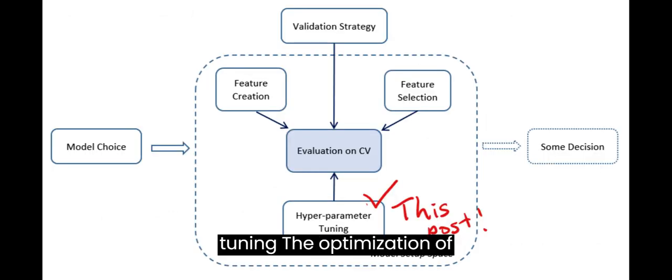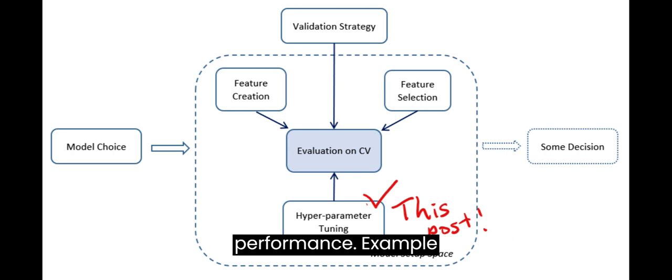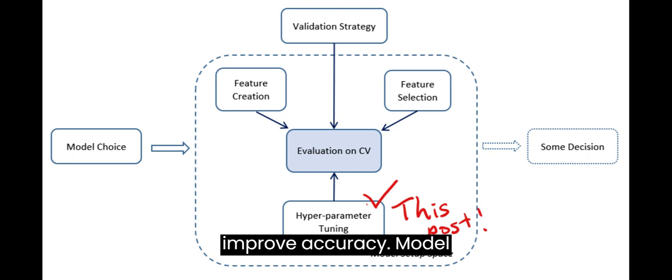Hyperparameter tuning, the optimization of hyperparameters, parameters set before model training, to achieve better model performance. Example, tuning the learning rate and the number of hidden layers in a neural network to improve accuracy.